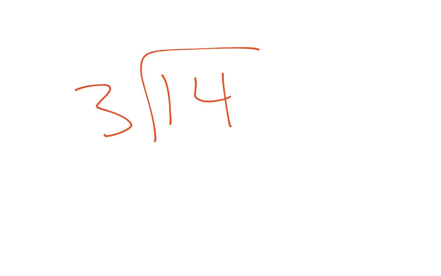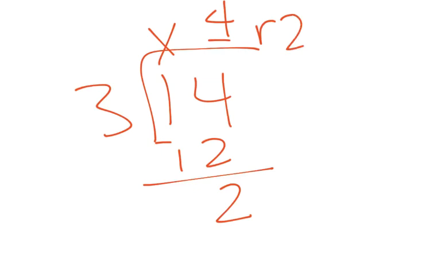3 cannot go into 1, but it can go into 14, and I can think 3, 6, 9, 12, so 4 times, and 3 times 4 is 12, and I subtract, I'm going to have a remainder of 2. That means it's going to be 4 whole yards and 2 feet remaining. So it would be 4 yards and 2 feet.